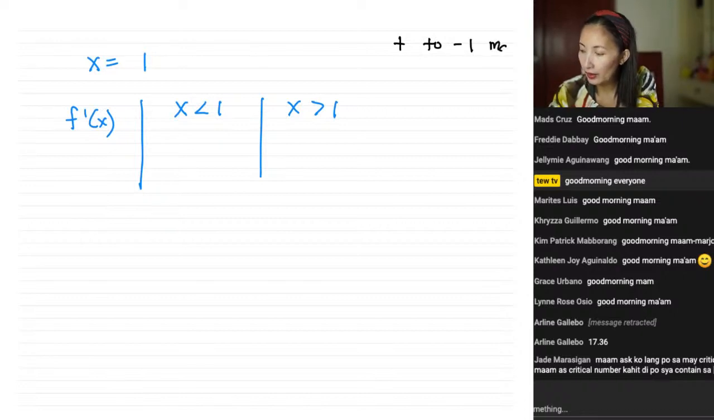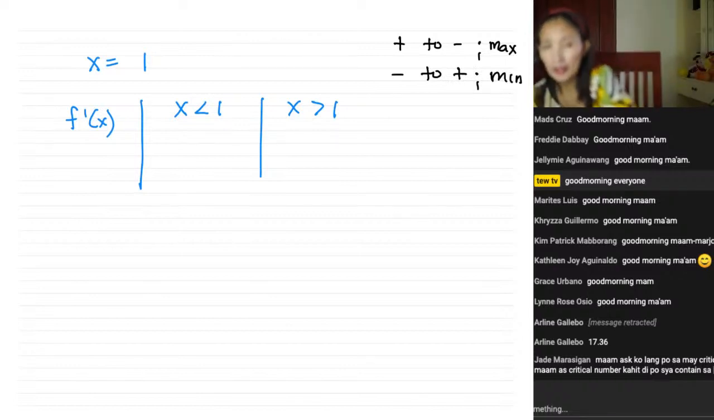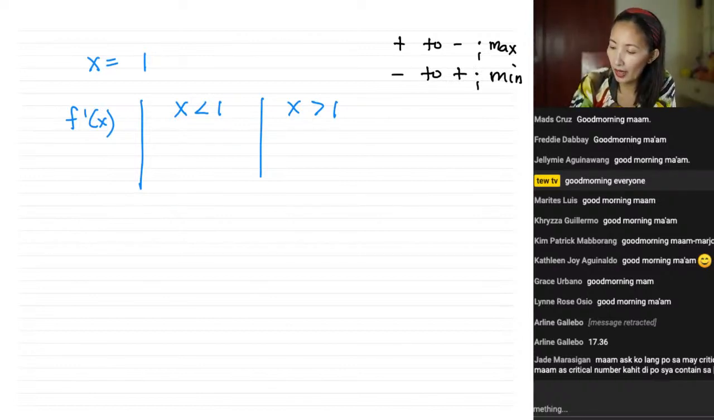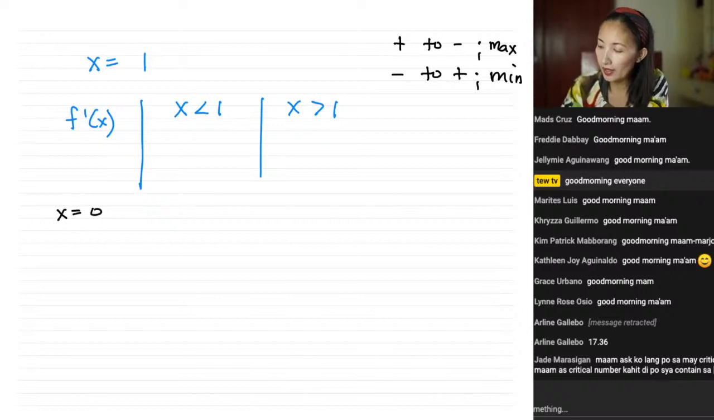max. From positive to negative, it's a max. And then from negative to positive, it's a min. Okay, so for x less than 1, we could have x equal to 0, and for x greater than 1, we can have x equal to 2. How shall we test? Use the first derivative. That's why we call it the first derivative test, using the first derivative for identifying the relative max and min.